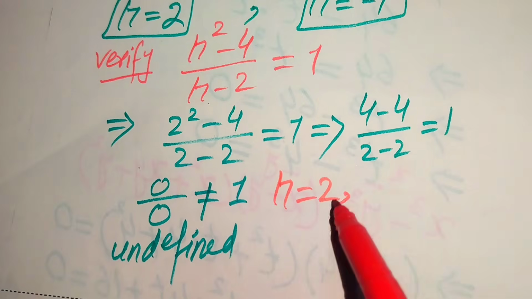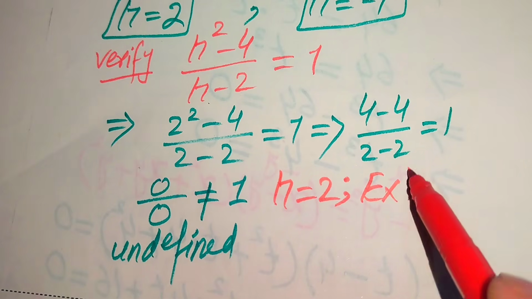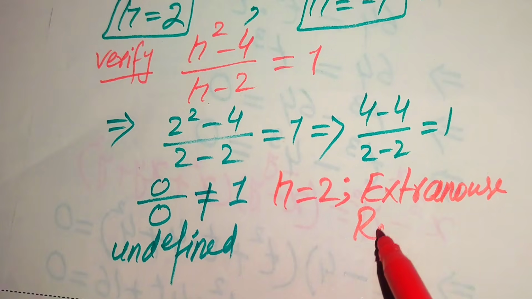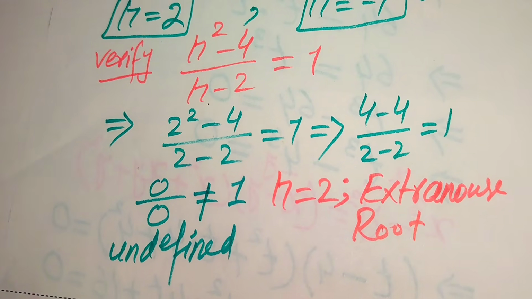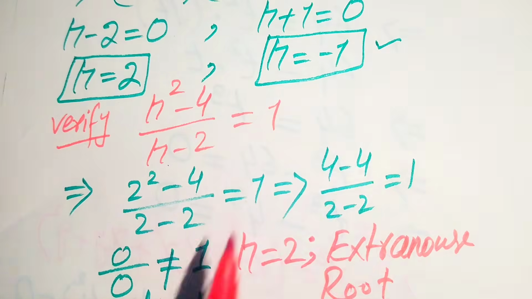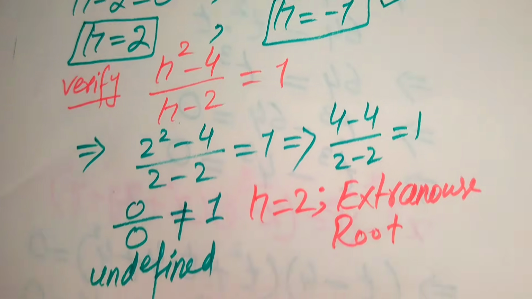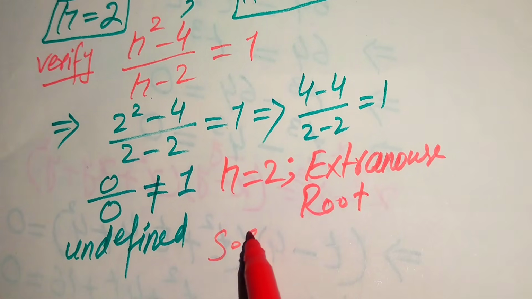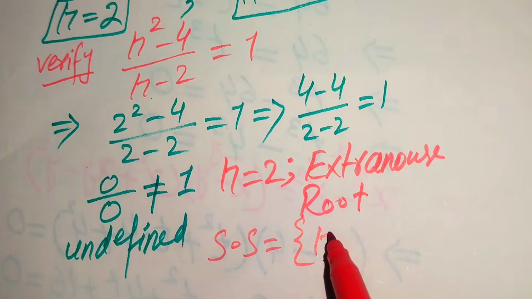So we call h is equal to 2 the extraneous root of the given equation. Okay, so this is the extraneous root, and h is equal to minus 1 already satisfies our given question statement. So finally we have only one solution of the given equation, and it is h is equal to minus 1.